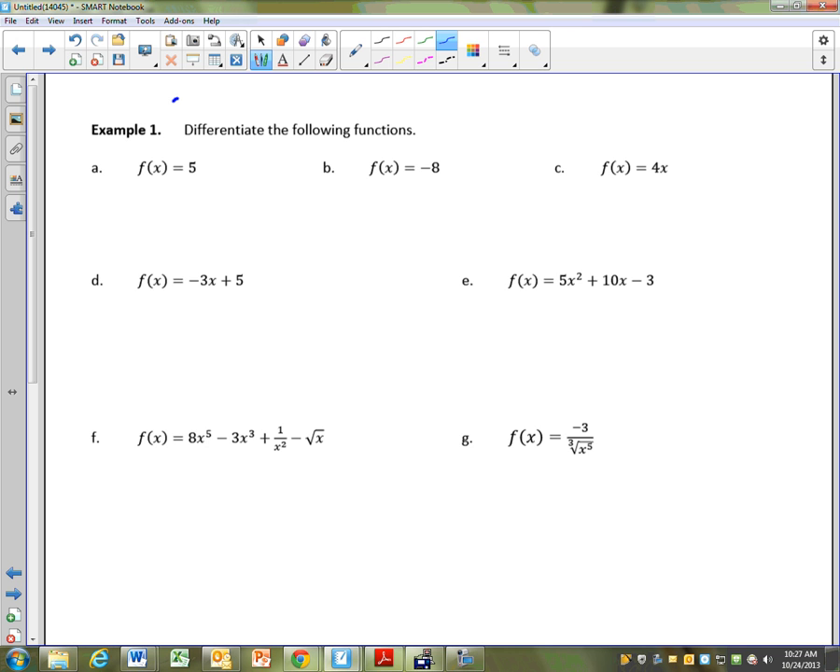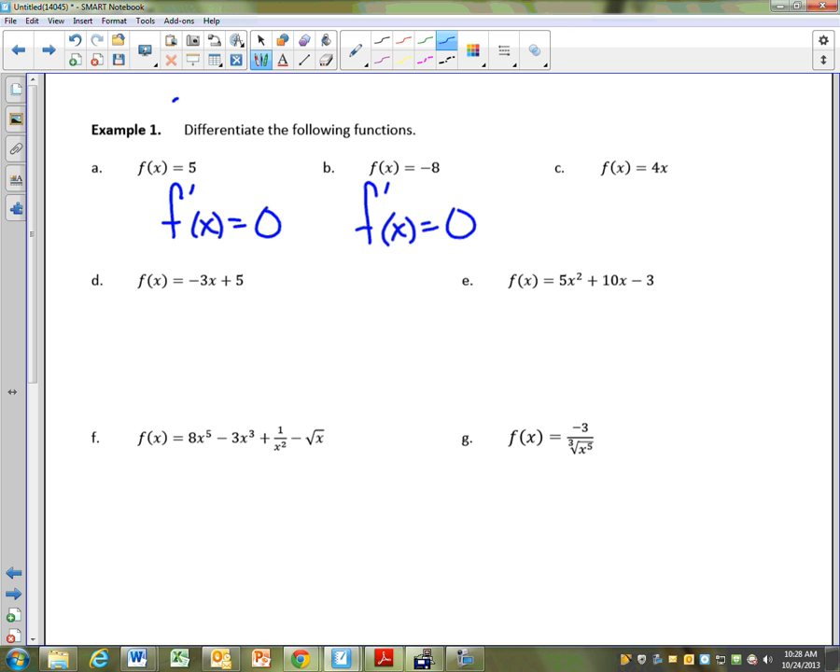And what's so cool is that every time we do this, what we're doing is applying the limit as h goes to 0 of f of x plus h minus f of x all over h. But we're going to do it really quickly. What's the derivative of 5? 0. So f prime of x is equal to 0. What's the derivative of negative 8? 0.